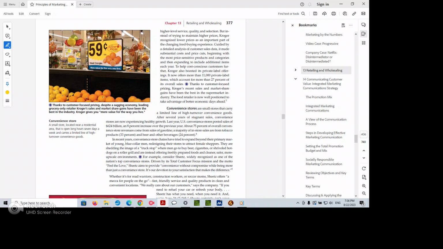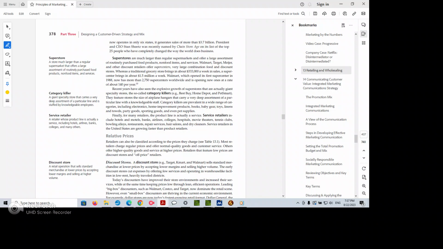Now, just as a reminder, a convenience store, that's a small store located near a residential area that is open long hours, 7 days a week, and carries a limited line of high turnover convenience goods. So they pay more for it, but it's more convenient. Okay.